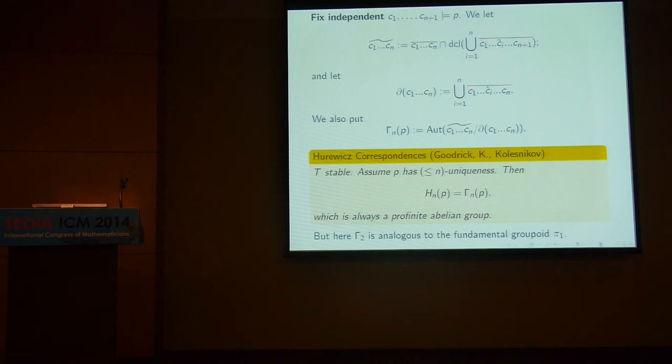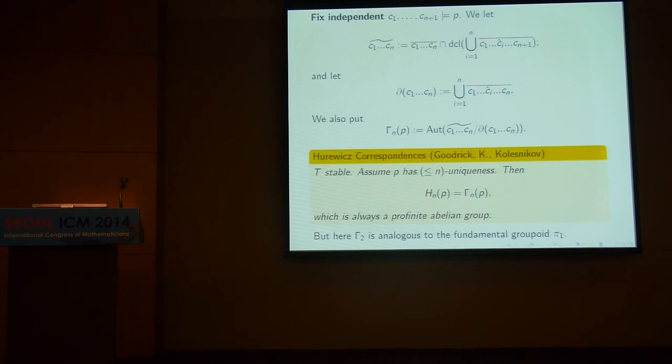There is some mismatch in the numbering here. Usually the fundamental group is pi 1, but here only gamma 2 plays the role of the fundamental group, and gamma 1 is always empty, always trivial, which is somehow different information.